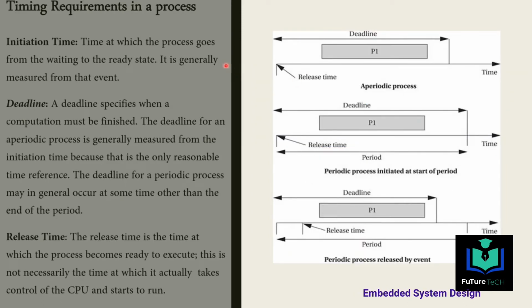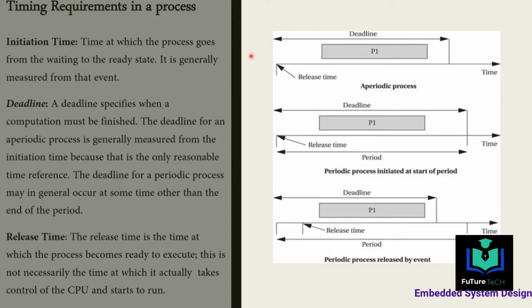The next thing is timing requirements in a process. Timing requirements in a process can be divided into three timings: initiation time, deadline, as well as release time. Initiation time is the time at which the process goes from waiting to the ready state. We can see the initiation time from the previous diagram: the time at which the process goes from the waiting state to the ready state. It is generally measured from that event.